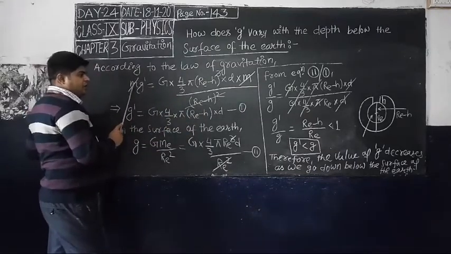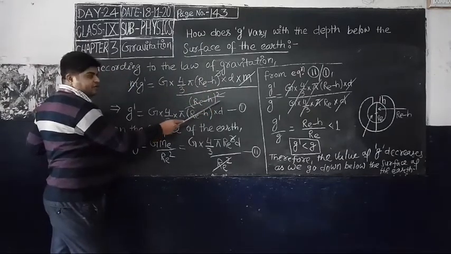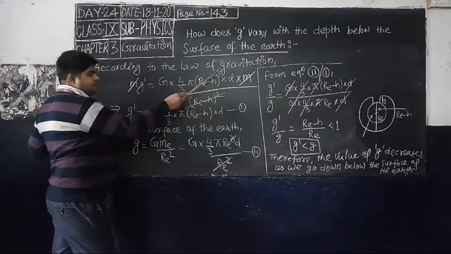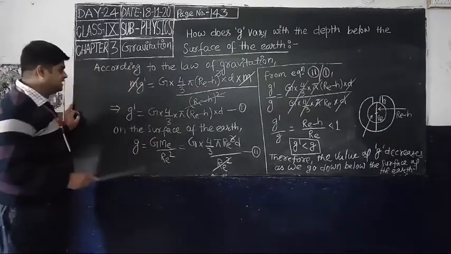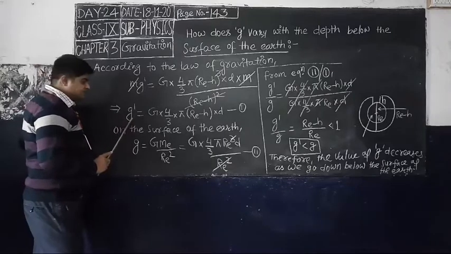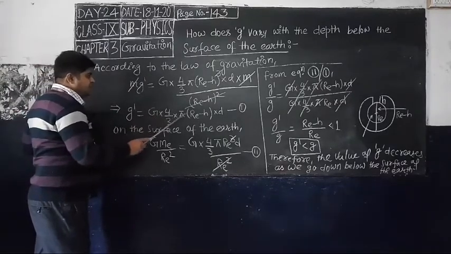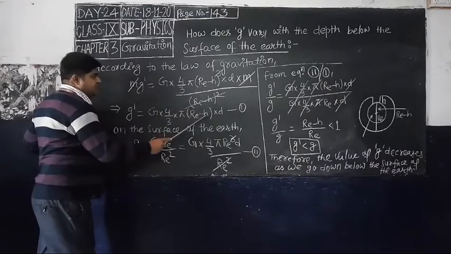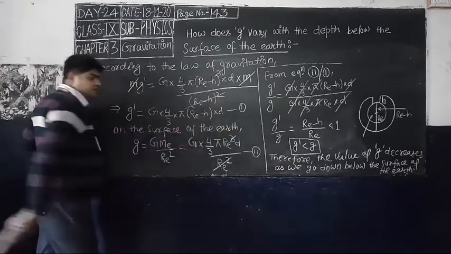The small m cancels out, and (Re minus h) whole square is cancelled out by the cube term, and one factor of (Re minus h) is left. So we can say that g dash is equal to G into 4 by 3 pi (Re minus h) into d. Suppose this is equation 1.